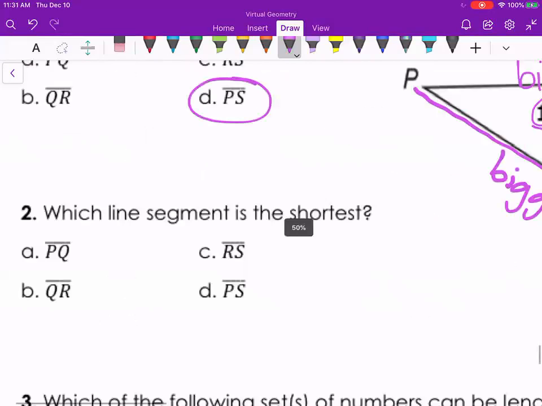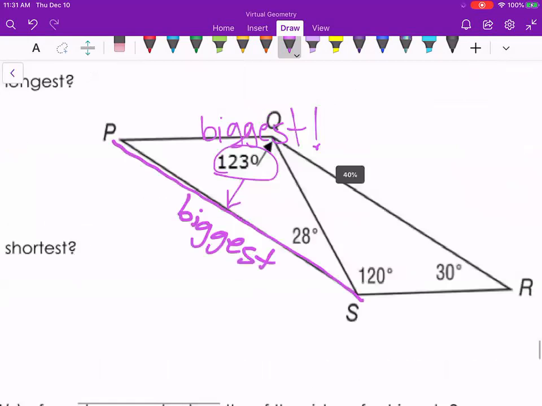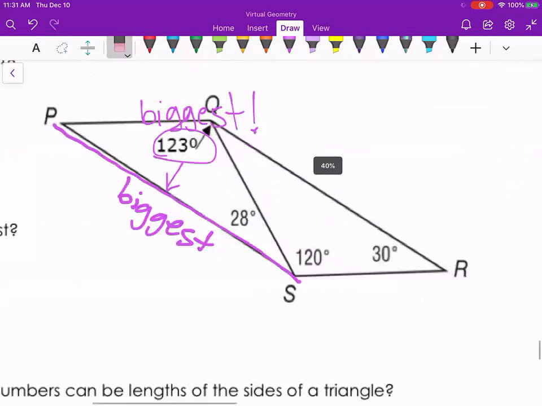Now, same picture, which line segment is the shortest? So that means I need to find the smallest angle out of all of these. So I actually need to find those missing angles, those acute angles that are in there to figure out which one is my smallest. So let's get those other angles.